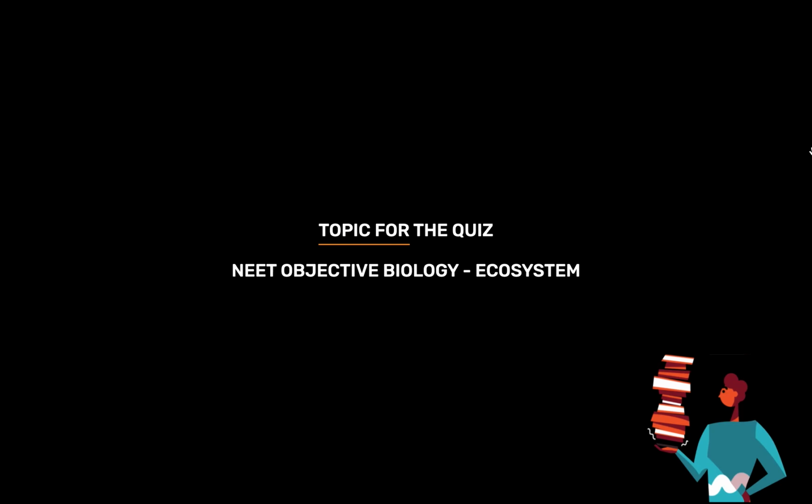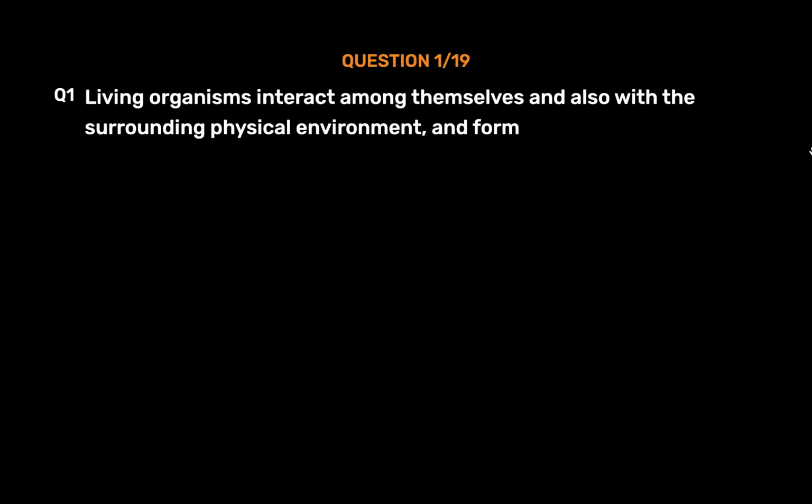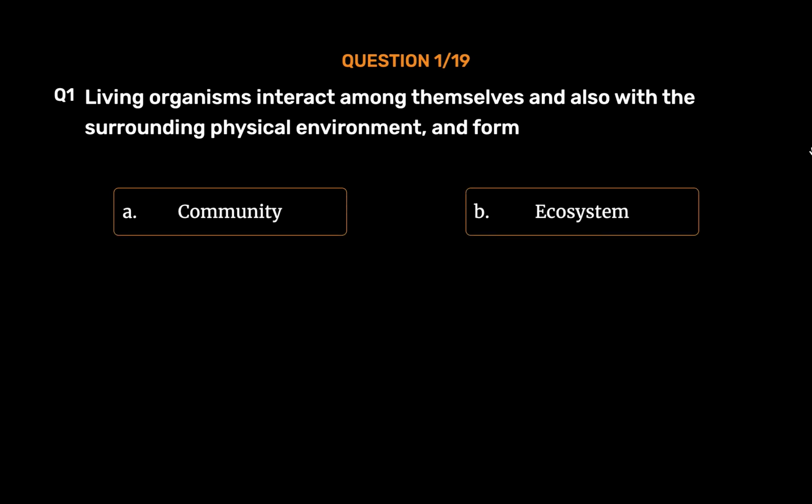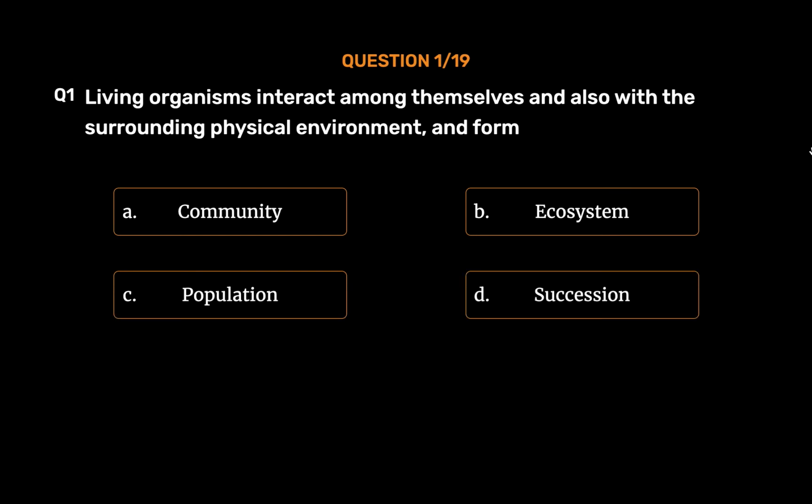Topic for today's quiz is NEET Objective Biology, Ecosystem. Question number 1. Living organisms interact among themselves and also with the surrounding physical environment and form. Option A. Community. Option B. Ecosystem. Option C. Population. Option D. Succession. The correct answer is Option B.